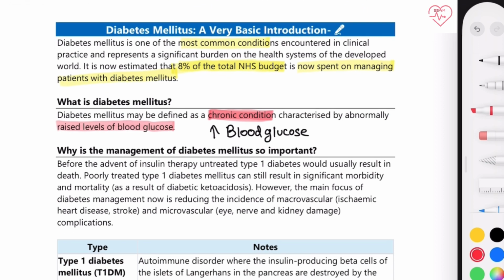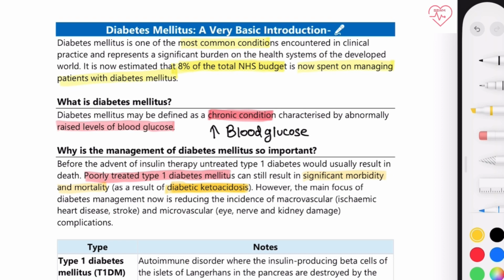Now why is management of diabetes mellitus so important? If I tell you in a very simple manner, if diabetes mellitus is left untreated, it can result in death. Also, poorly treated type 1 diabetes mellitus can lead to significant morbidity and mortality as a result of diabetic ketoacidosis.